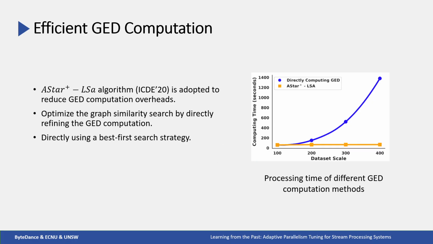To accelerate graph edit distance computation, we adopted the A* plus LSA algorithm. This approach optimizes the GED calculation by using a best-first search strategy, prioritizing paths with lower estimated cost to find the optimal transformation efficiently. Additionally, local structural analysis is integrated to refine the search space, allowing for faster identification of edit operations specific to data flow DAGs, such as operator type and edge direction modifications.